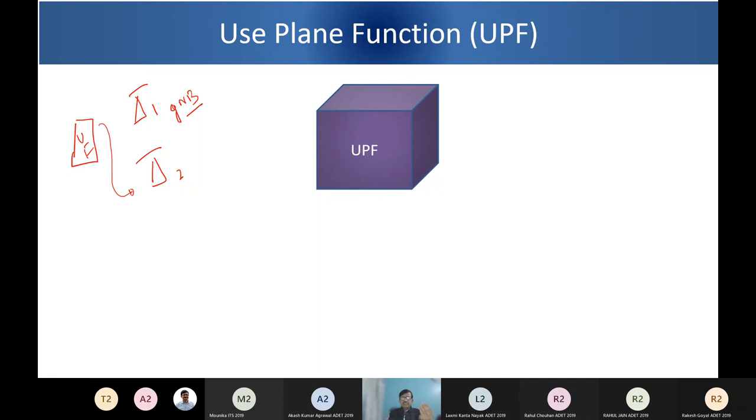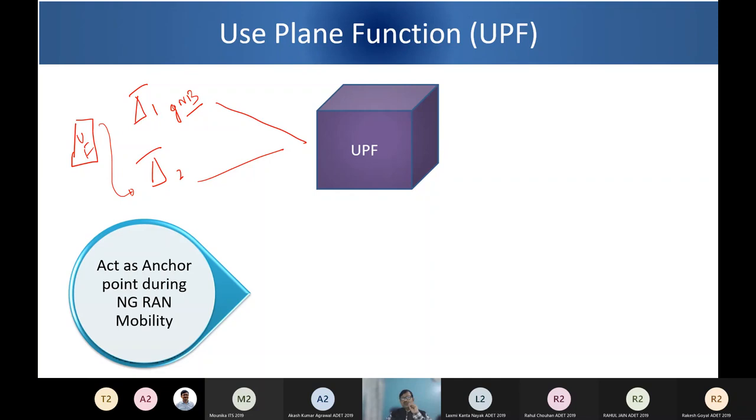As we discussed, the path change is happening. Your PDU session, which was there from gNode B 1, is now through gNode B 2. Right? But which network function is still common? UPF. Yes, UPF. So what does it mean? It means that the UPF acts as an anchor point during NG-RAN mobility. When there is mobility from one gNode B to another gNode B, your UPF remains the same, and that is called the anchor point for NG-RAN mobility. Is this clear? Yes. Yes, sir.